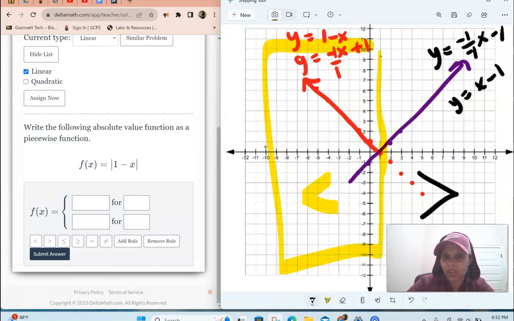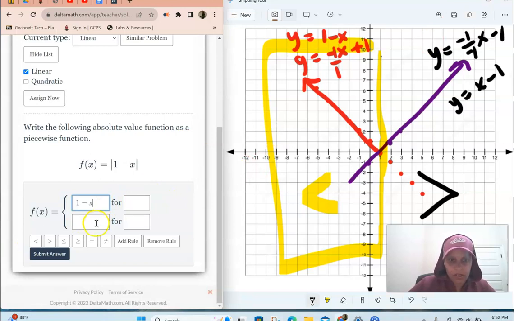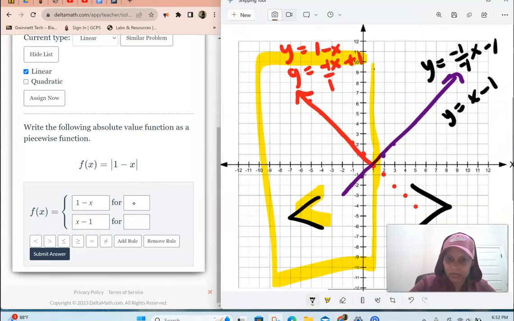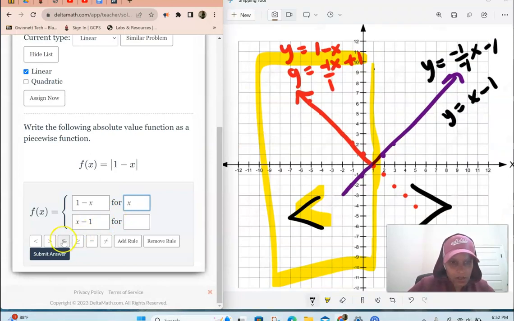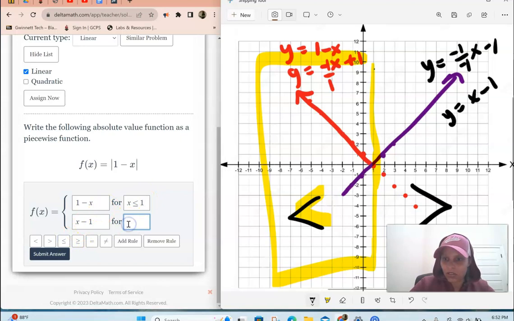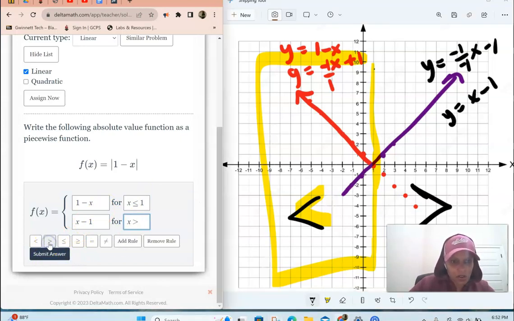So now we just write down the equations. So the first equation on the left, I have 1 minus x. On the right equation, I have x minus 1. For here, I need to use less than. So x is less than what number? And I'll do less than or equal to. It's less than or equal to 1. And here, I need to use greater than. So x is strictly greater than 1.